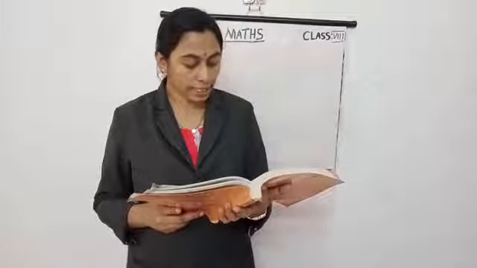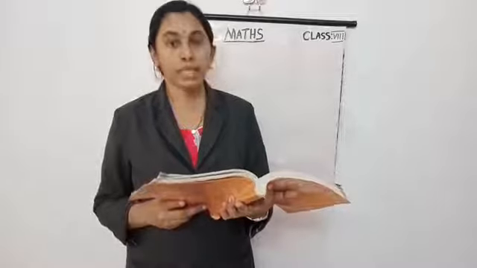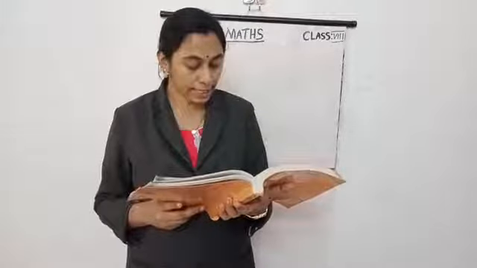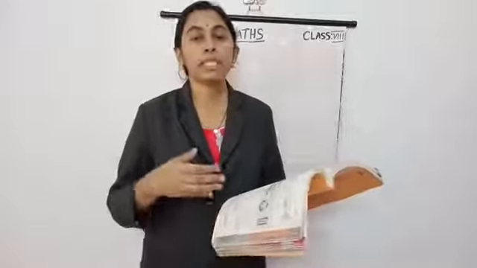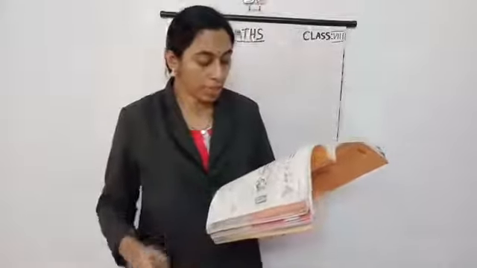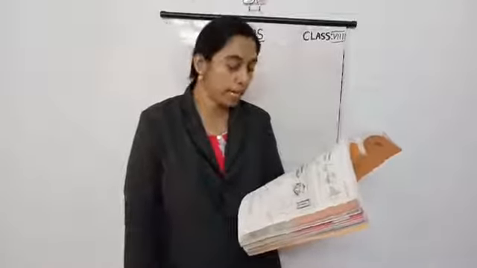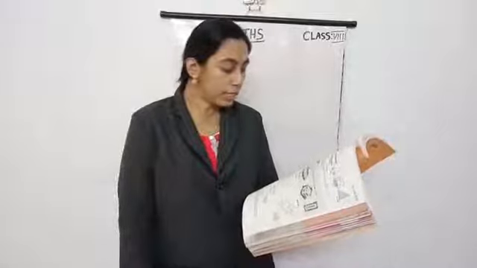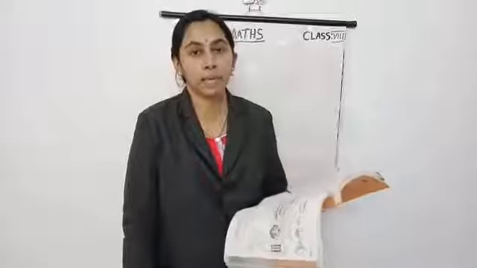Question 11. Diagram of the adjacent picture frame has outer dimensions 24 centimeter into 28 centimeter and inner dimensions 16 centimeter into 20 centimeter. This dimensions means measure of length and breadth. So length and breadth is given. Outer is 24 centimeter into 28 and inner dimension 16 into 20 centimeter. Find area of each section of the frame if the width of each section is same.